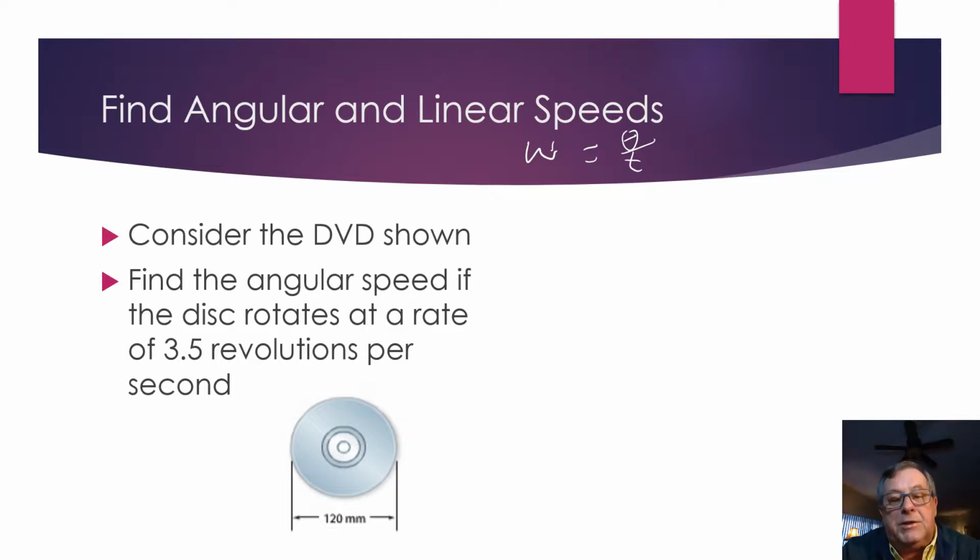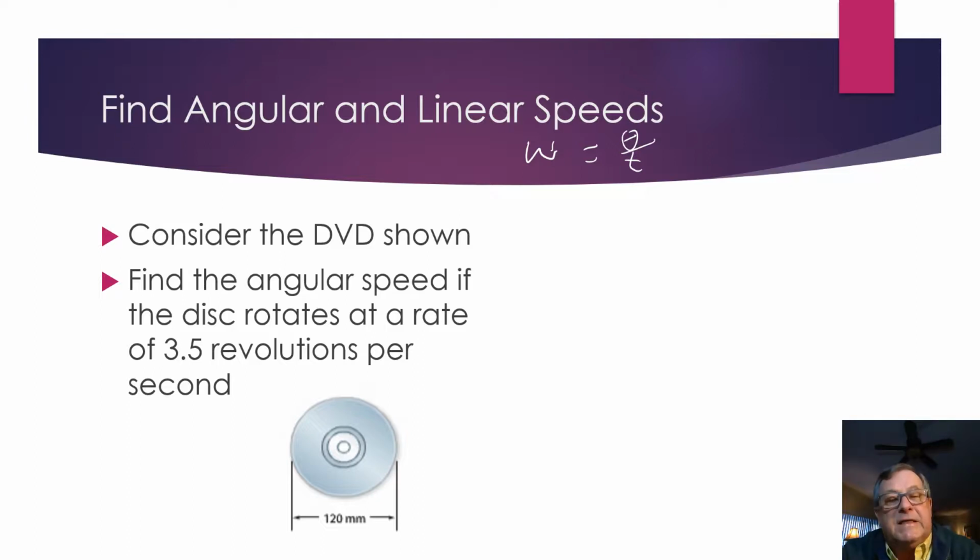Now we see we've got a picture here of a DVD disc. It says it's 120 millimeters in diameter, but really I'm not concerned about that to find angular speed. So find the angular speed if the disc rotates at a rate of 3.5 revolutions per second. Well, I've already been given my time because I want to find it in per second. And if I'm thinking about theta, we're talking about circular motion. Well, one trip around the circle is 2 pi.